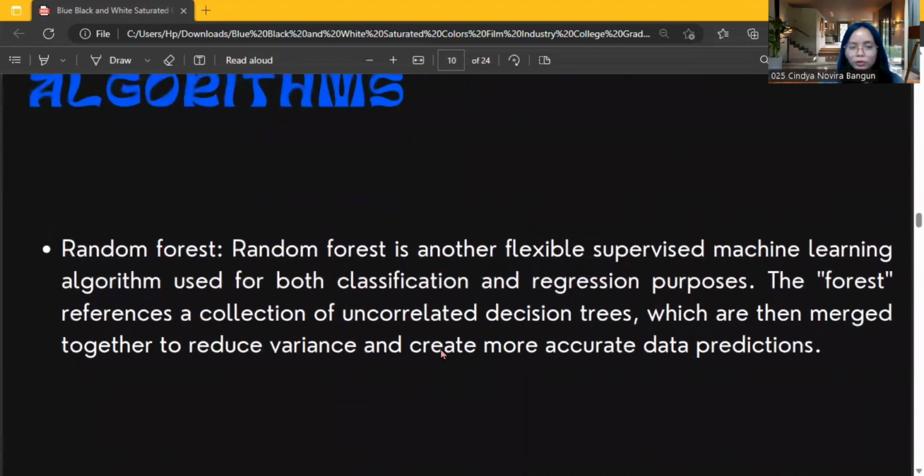5. Random forest. Random forest is another flexible supervised machine learning algorithm used for both classification and regression purposes. The forest references a collection of uncorrelated decision trees, which are then merged together to reduce variance and create more accurate predictions.